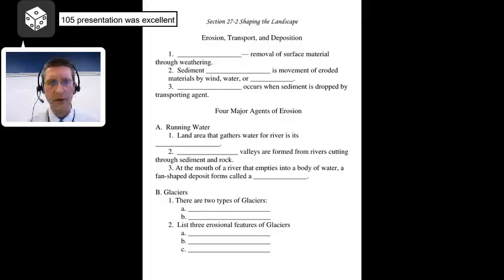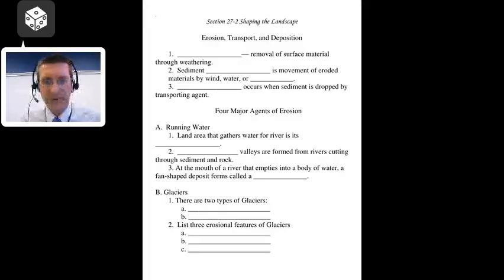This is the second part of the notes that go along with this week's information. The first part we already did, which was on weathering and soil. So this set of notes is on the different erosional forces. Alright, so hopefully you have the copy of notes out.